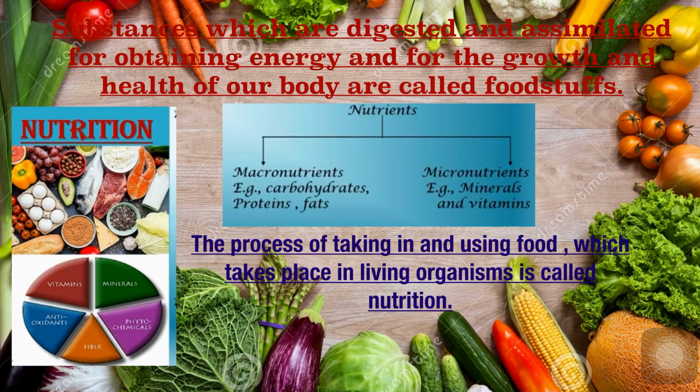Students, we get several types of nutrients from foodstuffs. Nutrients can be classified into two types, namely macronutrients and micronutrients. Macronutrients, for example, consist of carbohydrates, proteins, fats, etc. And micronutrients consist of minerals and vitamins.